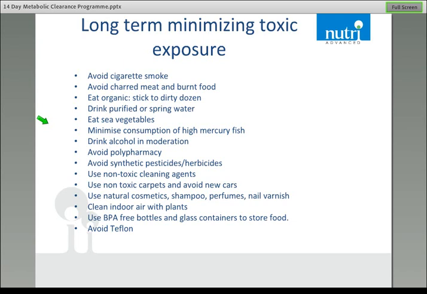Avoiding synthetic pesticides and herbicides. Using non-toxic cleaning agents. Using non-toxic carpets and avoid new cars. Use natural cosmetics, shampoos, perfumes and nail varnishes. Use clean indoor air by putting plants in there to help with the recirculation of good quality air. Use BPA-free bottles and glass containers to store food, and avoid Teflon, the lining of many non-stick pans.